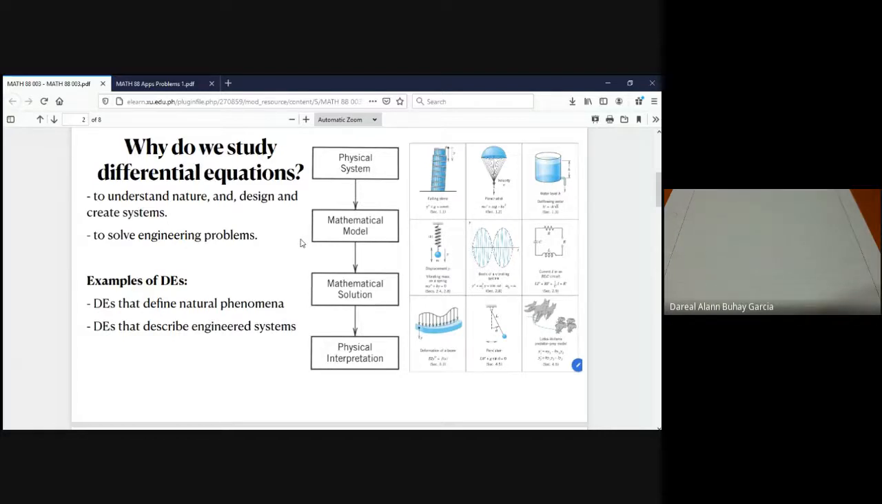So from a physical system, whether natural or man-made, out from it, we will extract a model in the form of a mathematical equation. And that mathematical equation is almost always a differential equation. Now, for us to understand if it comes from nature, or for us to design, if indeed it is an engineered system, we need to solve the model or the mathematical model. So our output is a solution, a mathematical solution.